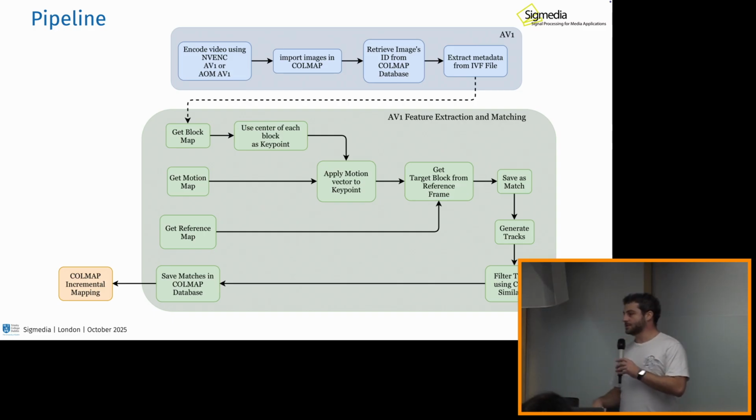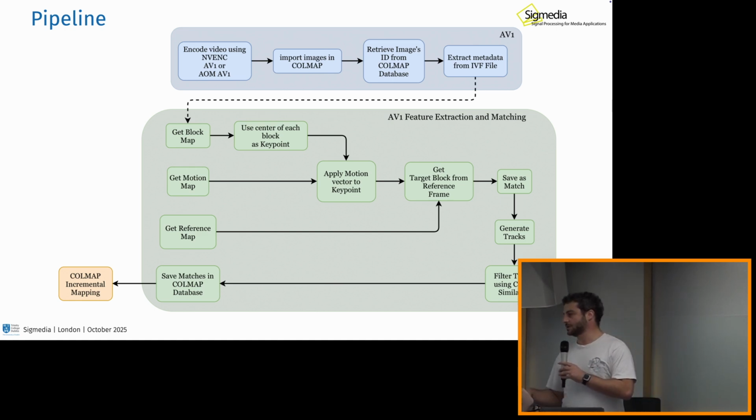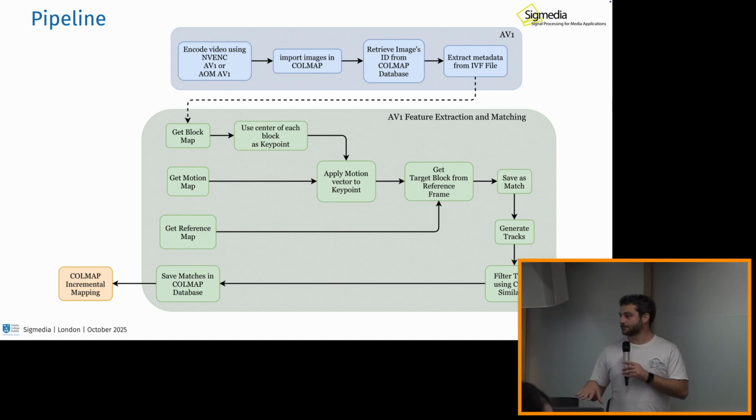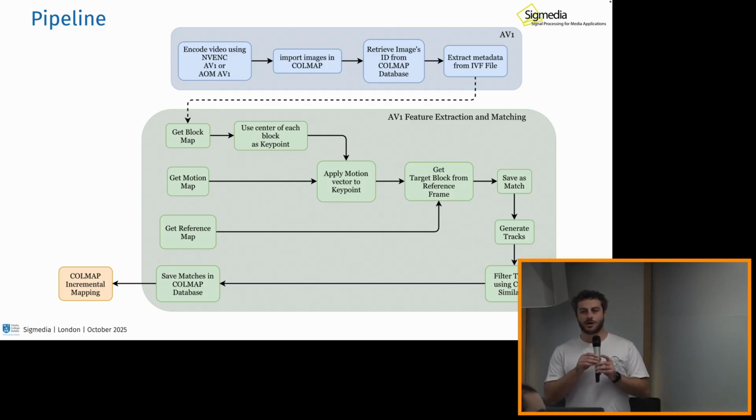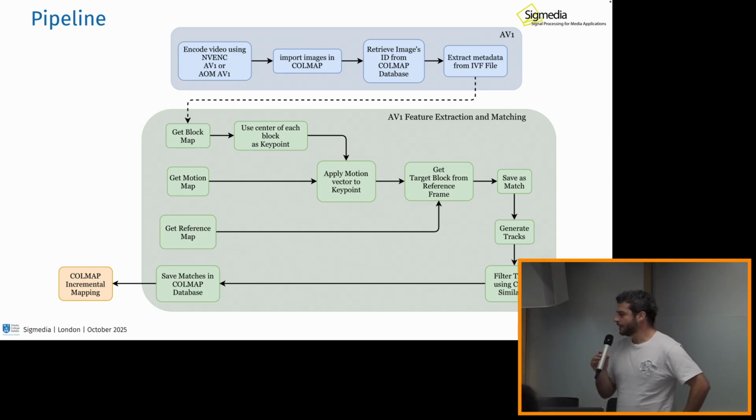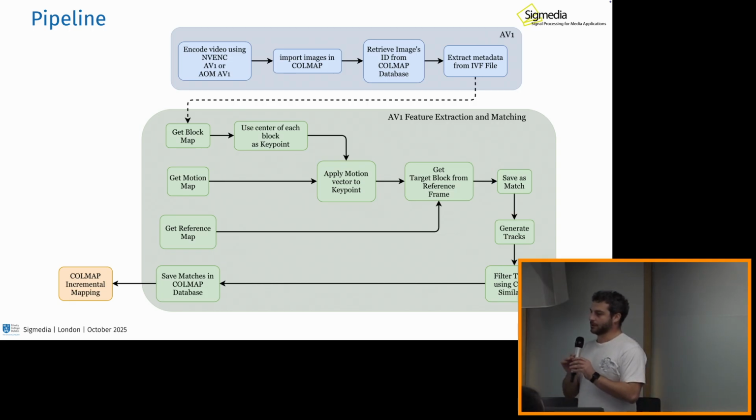So as I said, first step is to encode the video, import everything into COLMAP. That's not really important. Extract the metadata. To do that, right now we are using the AOM inspect tool. And then it's more or less what I explained earlier: getting the block, the motion vectors, the reference, and making it work. There's something you could see here, which is generate tracks.